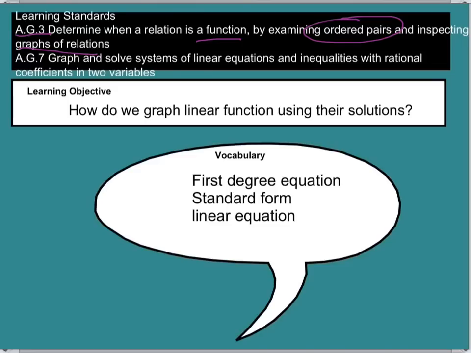And the other thing that we're going to work on is we're going to graph and solve systems of linear equations and inequalities with rational coefficients in two variables. We're actually not going to solve systems yet, but we will talk about graphing linear equations. So it's sort of on our way to doing AG7. We're going to have to do today's lesson.